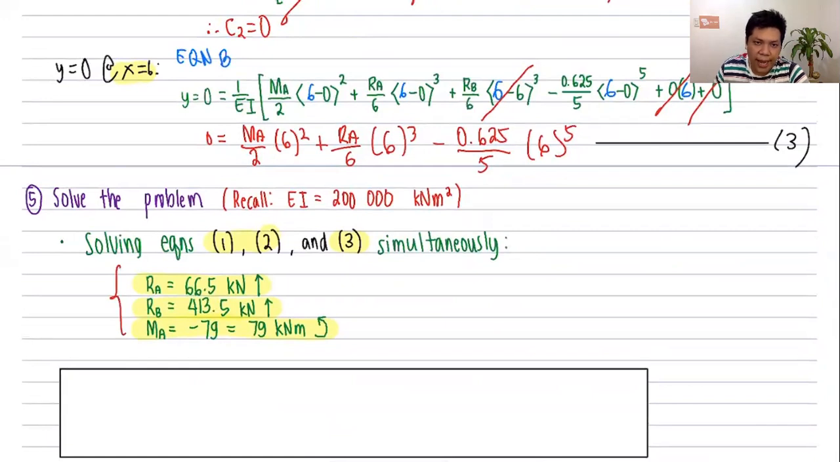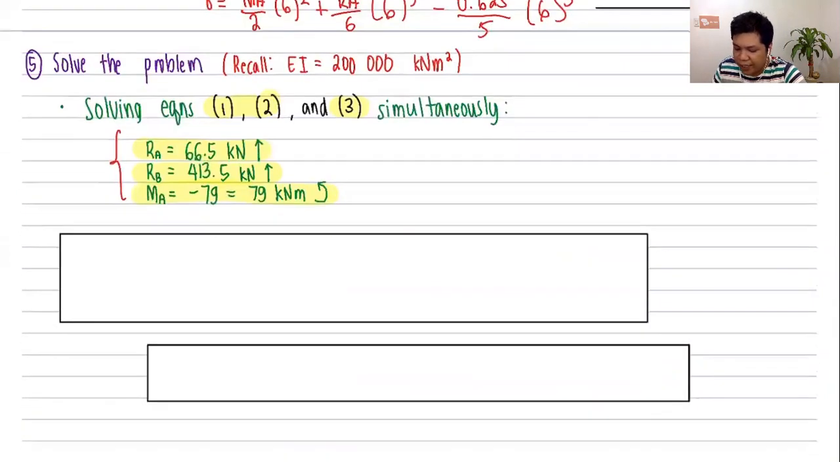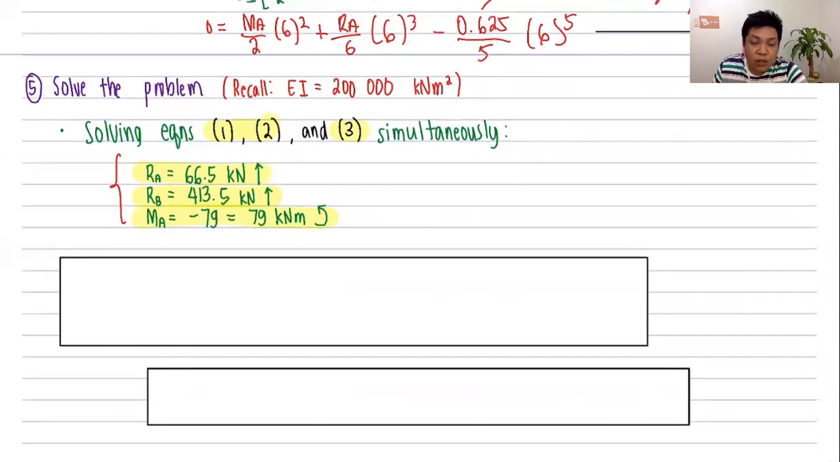RA, RB, and M sub A. Take note that M sub A is negative, therefore my initial assumption is wrong. It should be 79 kilonewton meters counterclockwise. After which, we can now solve for the second problem.